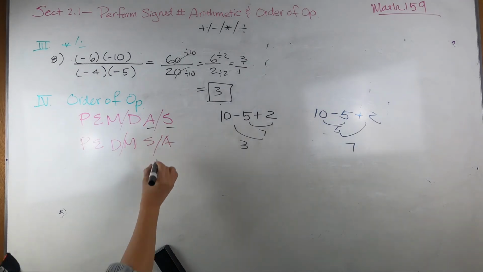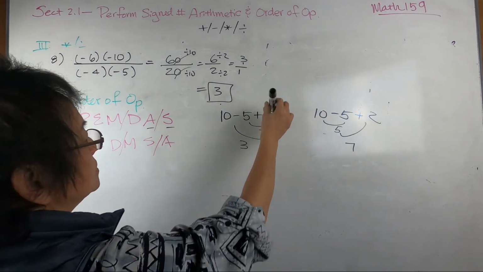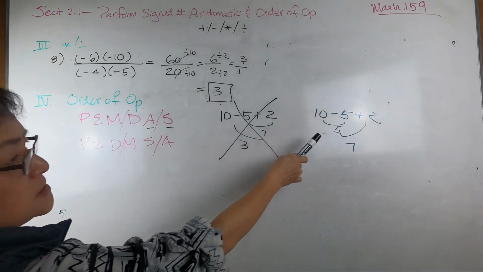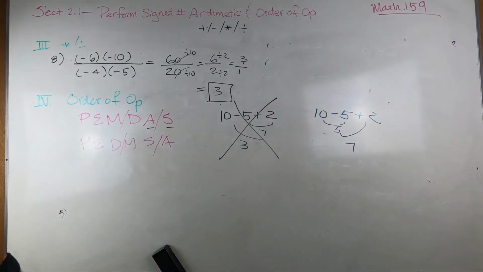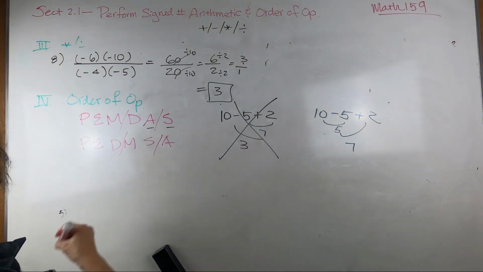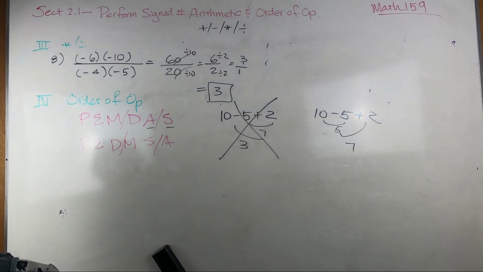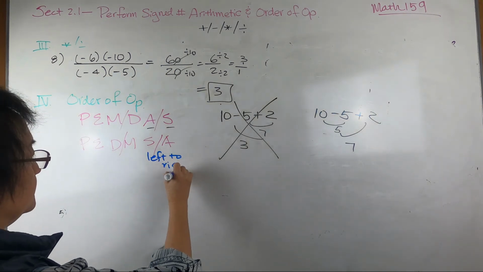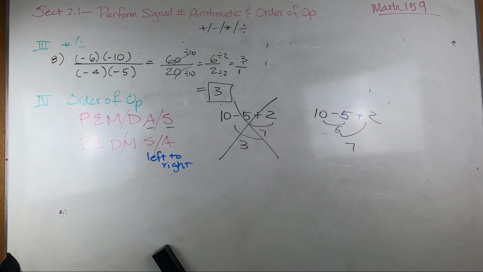So for addition and subtraction, which way would we do? We don't always do addition before subtraction. Like this, we do subtraction before addition. Why? We have to do it the same way. So for subtraction and addition, we have to do it from what? Left to right. That's why we don't use PEMDAS.